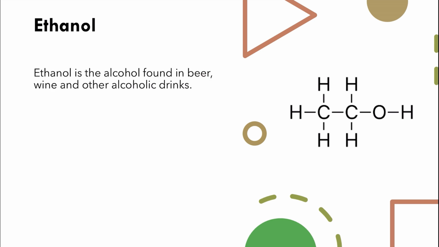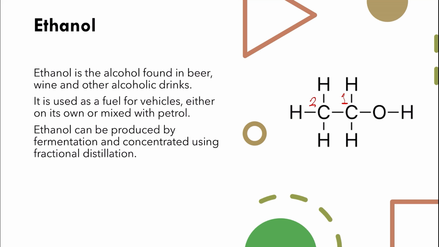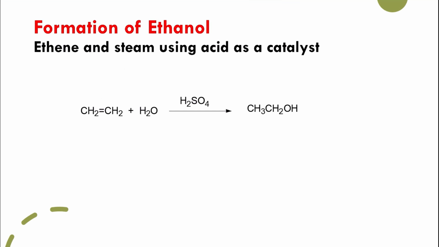Ethanol is an alcohol that is found in beer, wine, and alcoholic drinks. Ethanol has two carbon atoms. This is the first carbon atom and this is the second carbon atom. It's used as a fuel for vehicles either on its own or mixed with petrol. Ethanol can be produced in one of two ways. The first way is by using ethene and steam with acid as a catalyst. When you have ethene and you add water to it in the presence of an acid, which can be sulfuric or phosphoric acid, that will give you ethanol.